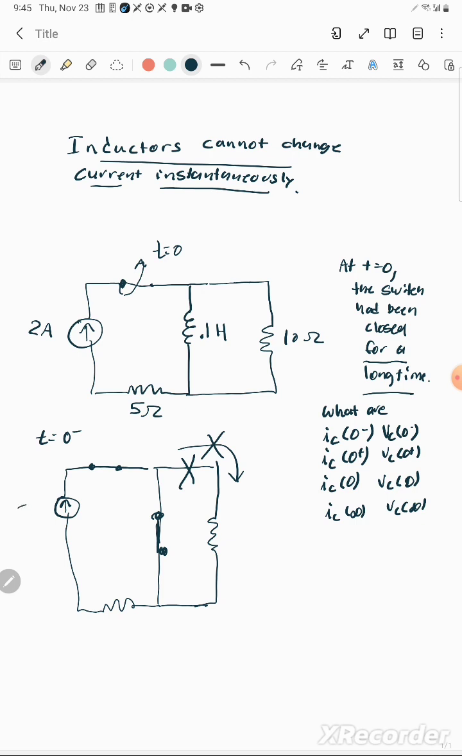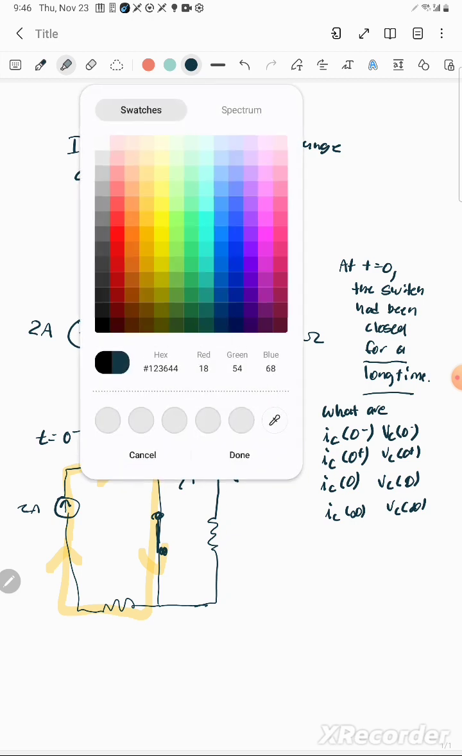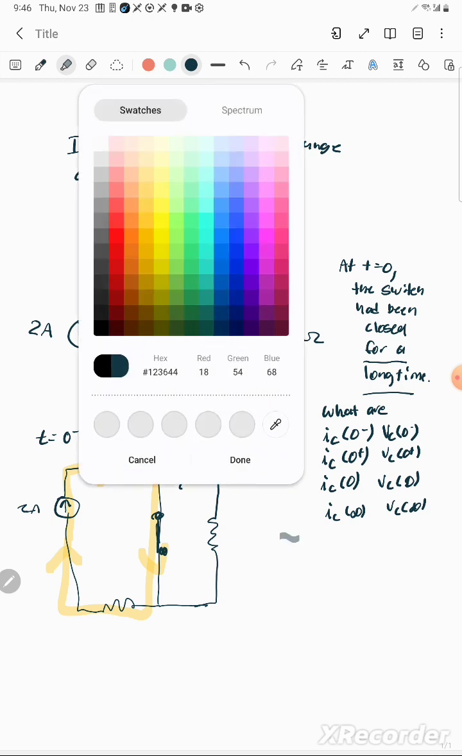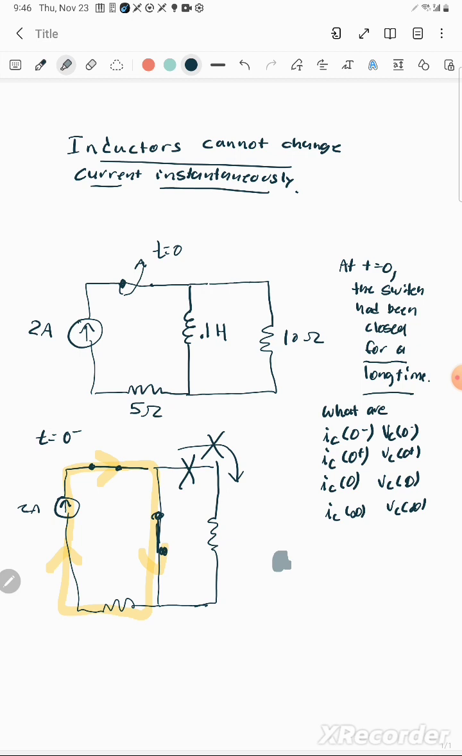So because of that, all we have here is current, and that's all it's doing, it's just going around like that. And so everything is in series. Things in series have to have the same current. So at t equals 0 minus, our current, so IC of 0 minus, has to be 2 amps.